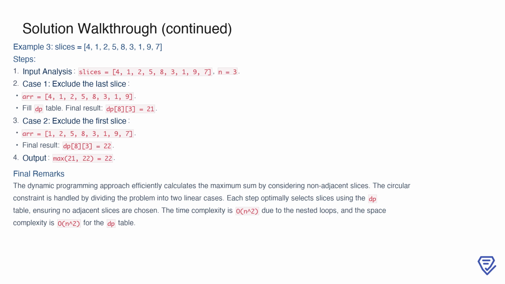This concludes the example and highlights the power of dynamic programming in solving this problem. By breaking the circular constraint into two linear cases and using a systematic approach to calculate the maximum sum, we ensure an optimal solution. The time complexity of this approach is O(n²), due to the nested loops, while the space complexity is also O(n²), for the dp table.